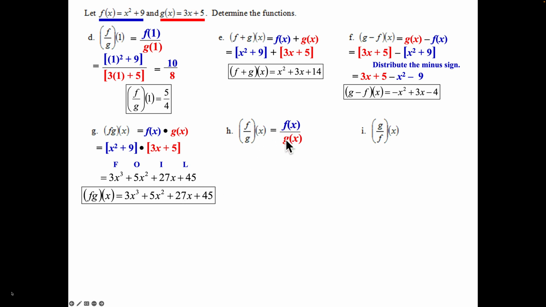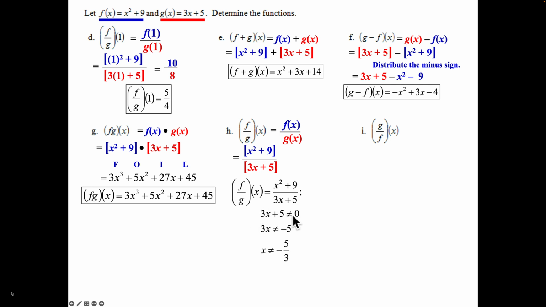Divide f of x divided by g of x. So x squared plus 9 goes on the top, 3x plus 5 goes on the bottom. You think that would be the final answer, but it's not. Remember what we declared at the very beginning: polynomial functions, their domain is all real numbers. Because we put 3x plus 5 in the denominator, we have to solve for x by setting it not equal to 0 to make sure that x can't be negative 5/3. Subtract the 5, divide by 3. So you have to add this to your answer.